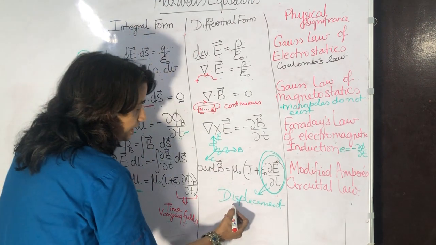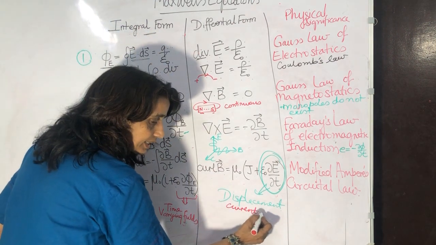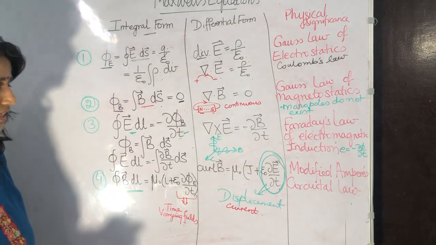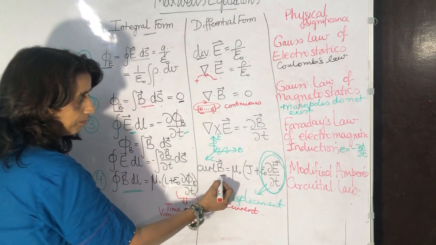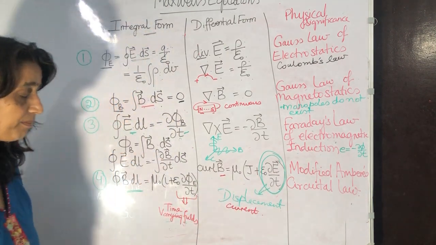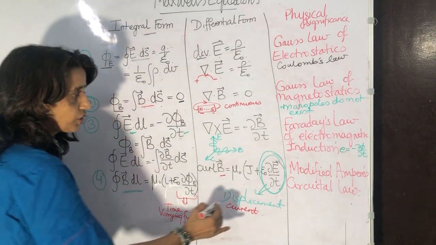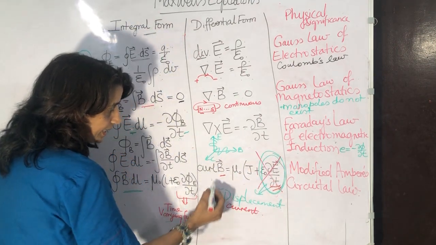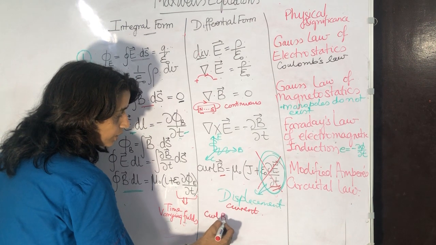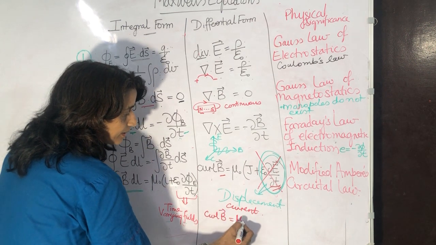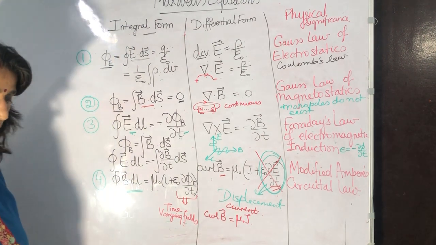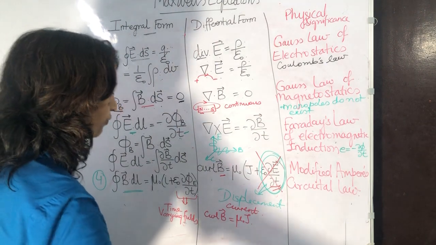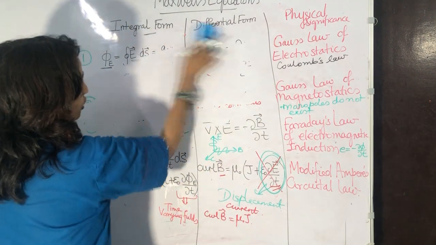The term here is displacement current, and a magnetic field can be produced by a changing electric field. See again, B, E. Now if we make it steady, that means the change is not happening. This factor becomes 0. Then this equation will return back to your old Ampere's circuital law. See, that becomes 0.